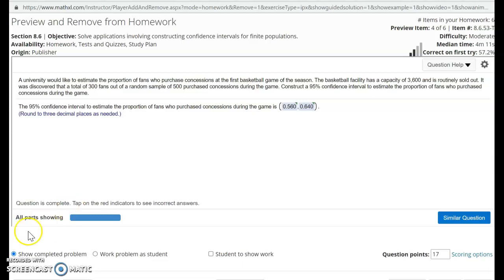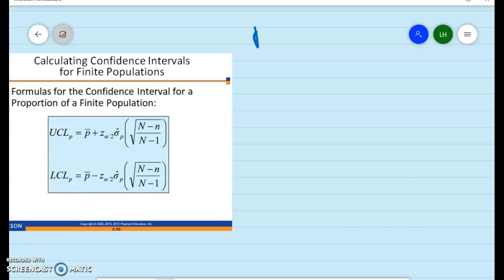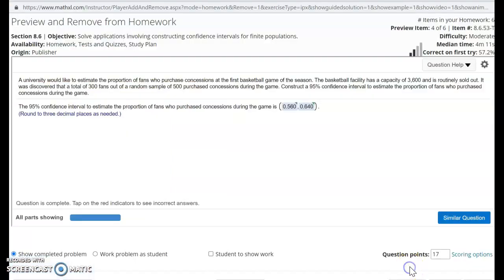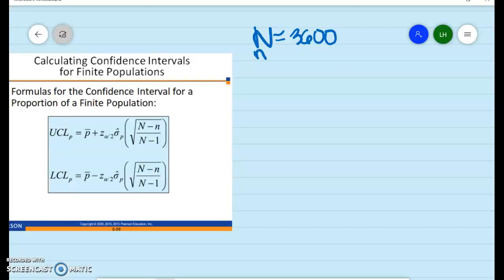A university would like to estimate the proportion of fans who purchase concessions at the first basketball game of the season. The basketball facility has a capacity of 3,600. So 3,600 is our population. And so this is a finite population and is routinely sold out. It was discovered that a total of 300 fans out of a sample of 500 purchased concessions during the game. So we took a sample of 500.